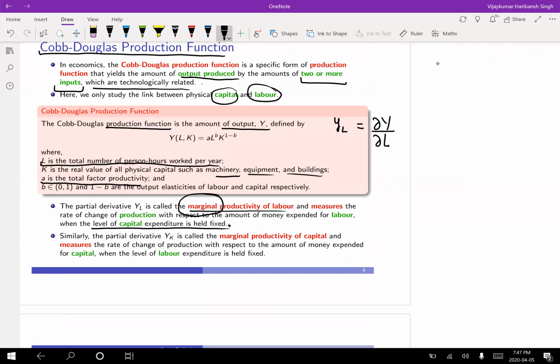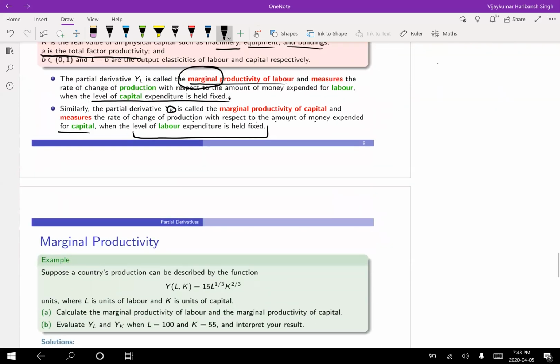Similarly, you can have YK, which is the marginal productivity of capital, and measures the rate of change of production with respect to the amount of change in what? In K, which is the change of amount of money expended for capital, and L remains constant. That means the level of labor expenditure is held fixed. Okay, so this is what YL and YK represent, and let's try to see a problem based on this.